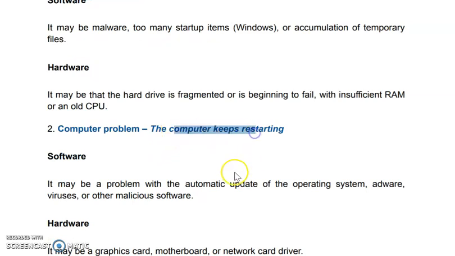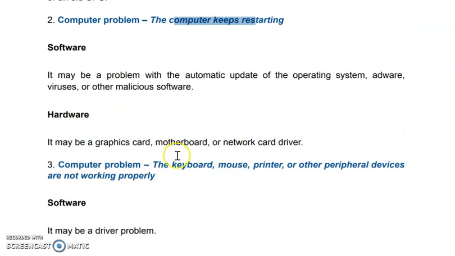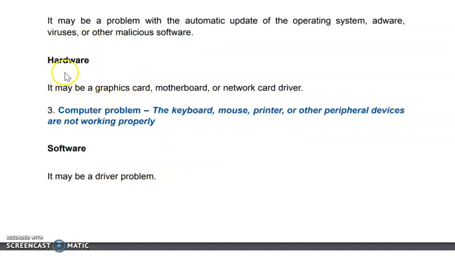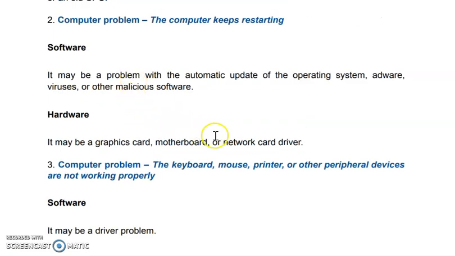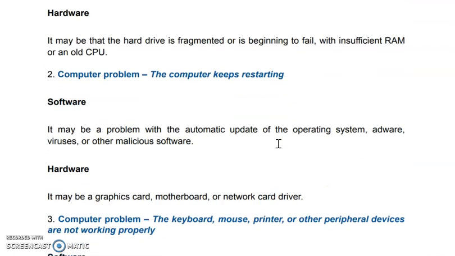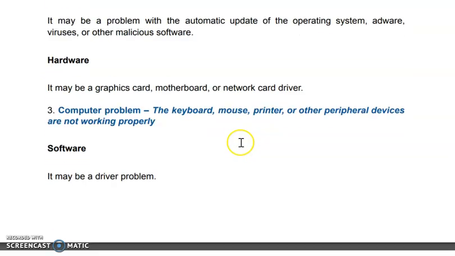If your computer keeps restarting, then maybe you have set automatic updates, or it is a virus problem. That may be a software problem, or it may be a hardware problem, like the motherboard having some issues, the graphics card having some issues, or the network card driver giving some error. Then also your computer gets restarted.